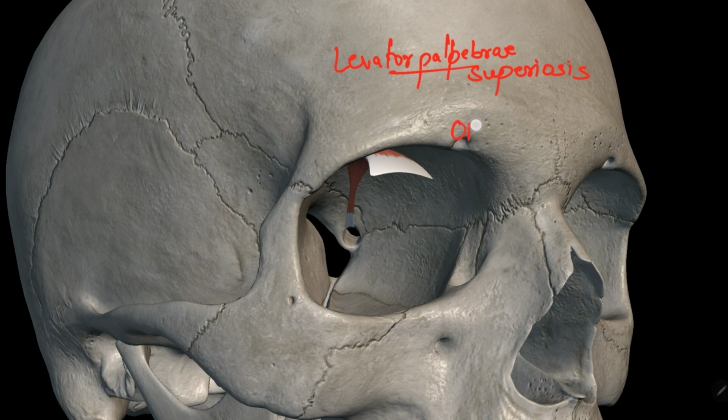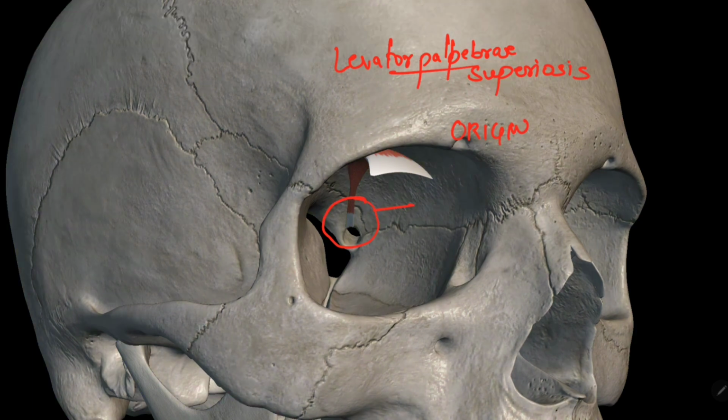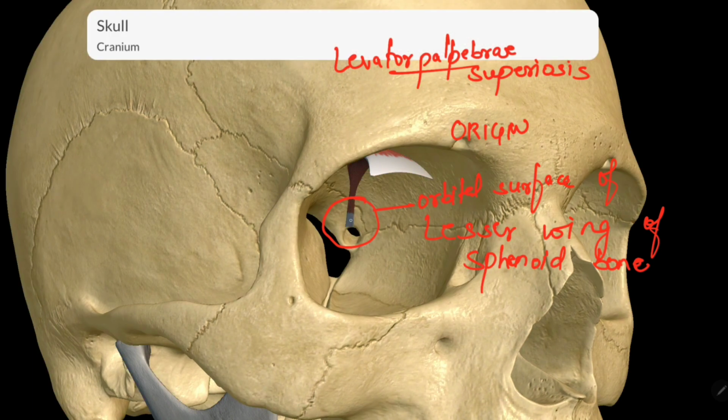Now talking about the origin, as you can very clearly see this part, it is originating from the orbital surface of the lesser wing of sphenoid bone. So from the lesser wing of sphenoid bone, the origin of levator palpebrae superioris is taking place. You can very clearly see this is the sphenoid bone, and from the orbital region of the sphenoid bone, the origin of levator palpebrae superioris is taking place.